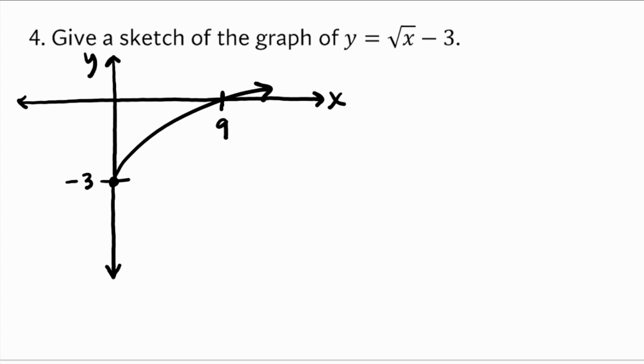Okay, but you could have just as easily gone over here and said, okay, that's 1 and negative 2. You could label any points you want. Okay, but that's what the graph is going to look like.